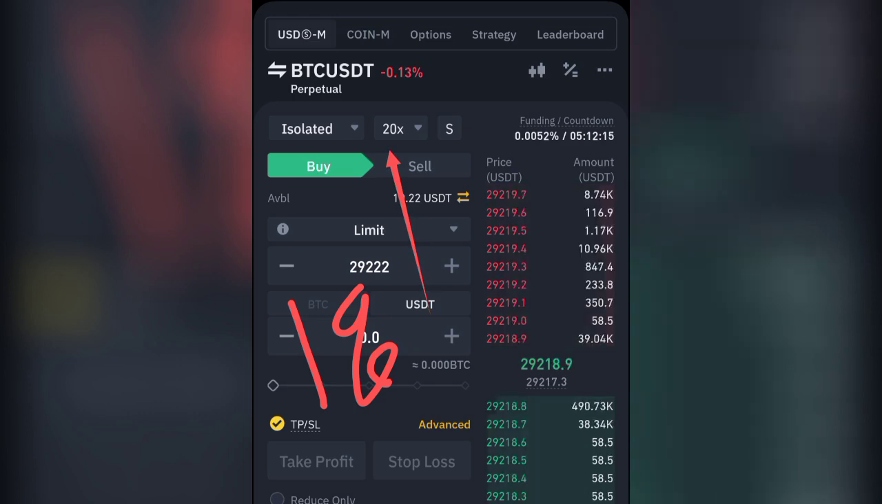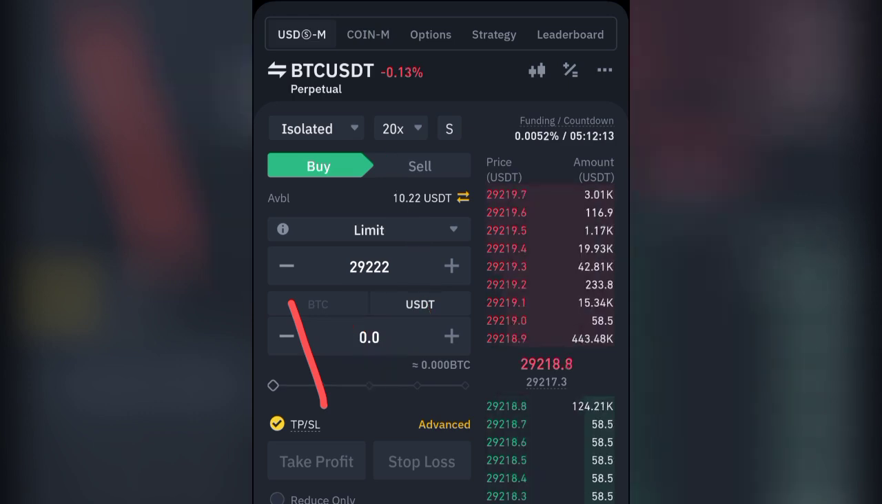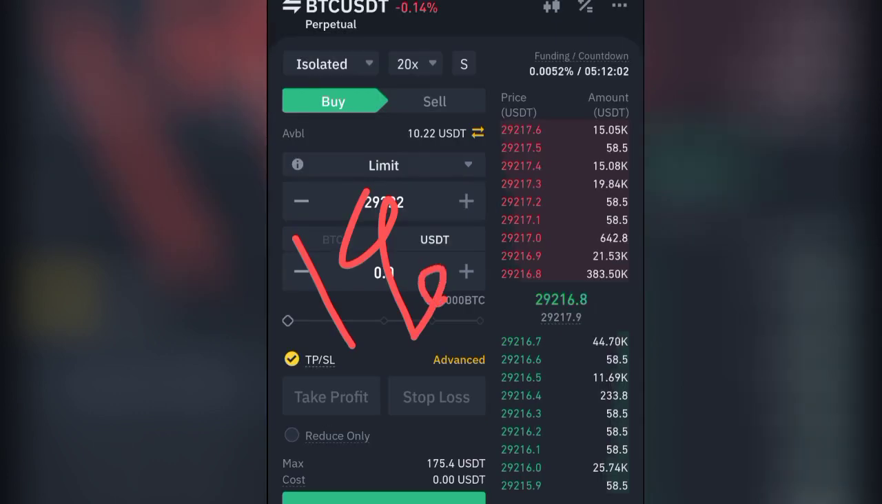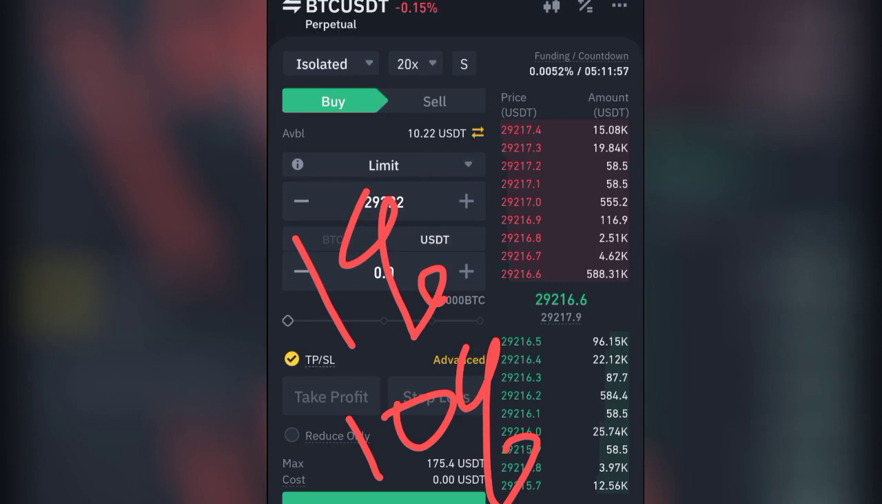But let's assume that I'm using 10x leverage, and BTC does make a 1% upward movement. For that 1% upward movement that BTC made, I'll be making 10% of my capital because I'm using 10x leverage. That is what it simply means.